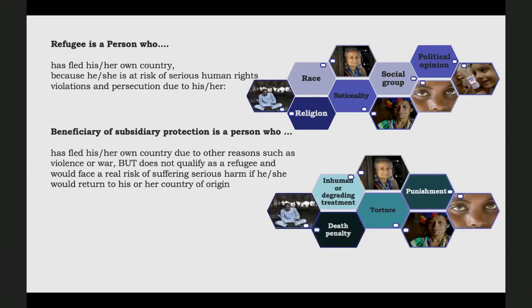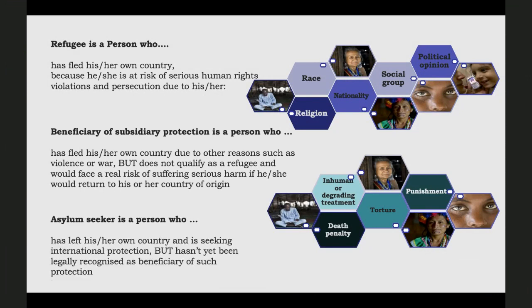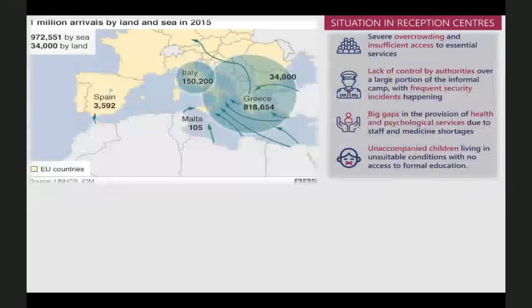A beneficiary of subsidiary protection is a person who has fled his or her own country due to different reasons than those 5 mentioned before, such as violence or war. This person does not qualify as a refugee, but he or she would face a real risk of suffering serious harm if he or she would return to the country of origin. And an asylum seeker is a person who has left his own country for some of the above reasons, seeking international protection, but hasn't yet been legally recognized as a beneficiary of this protection. Let's now move on to the heart of today's debate, which inevitably relates to reception conditions.